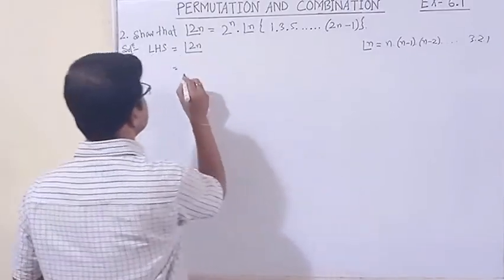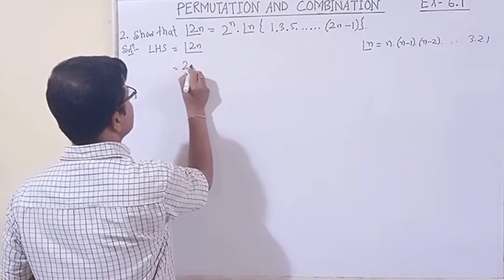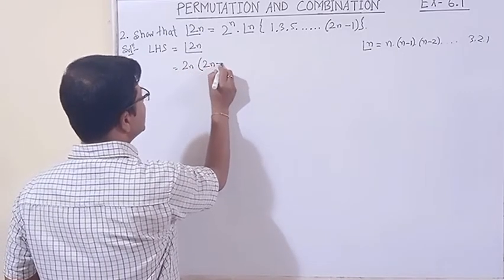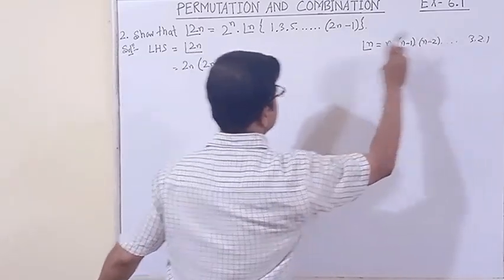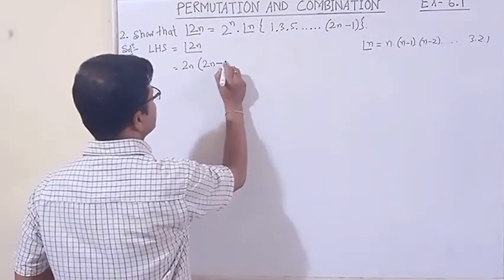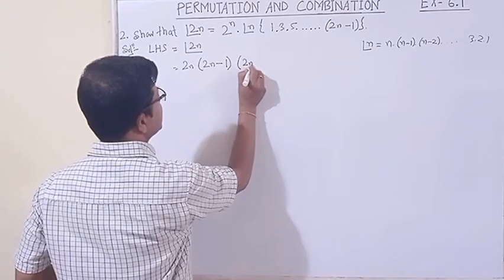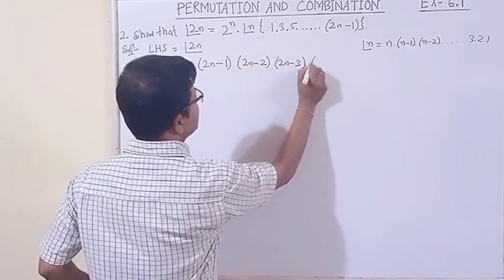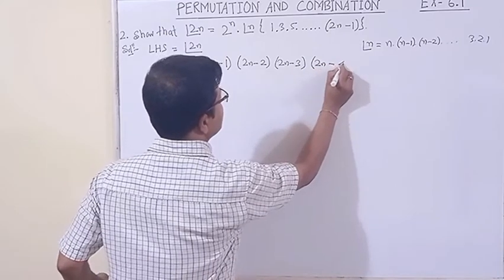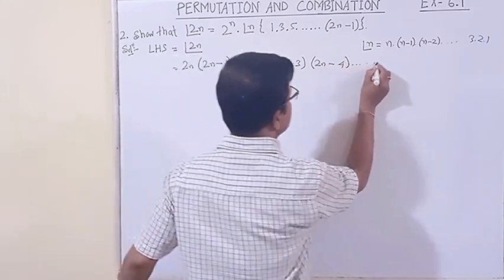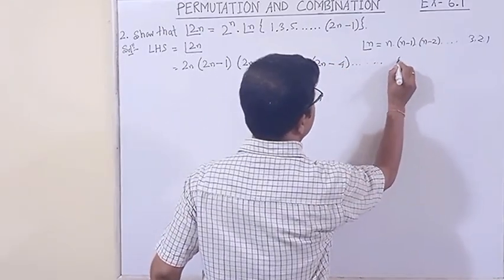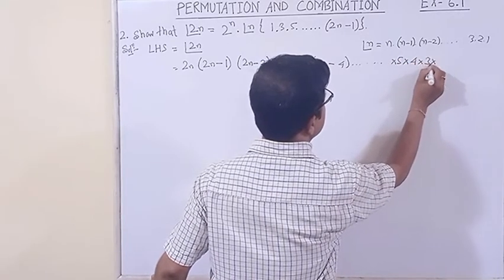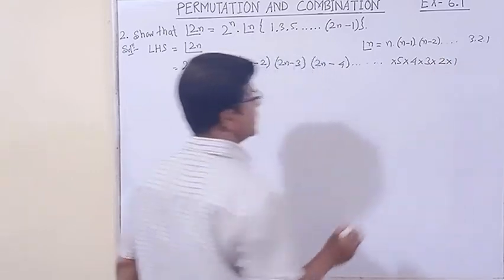So here this can be expressed as twice n. What is the next immediate number? In decreasing order we always write. In this way we write factorial of twice n minus 1. Next is twice n minus 2. Next is twice n minus 3. Next is twice n minus 4. In this way if we go on, what will we write? 5 into 4 into 3 into 2 into 1, isn't it?